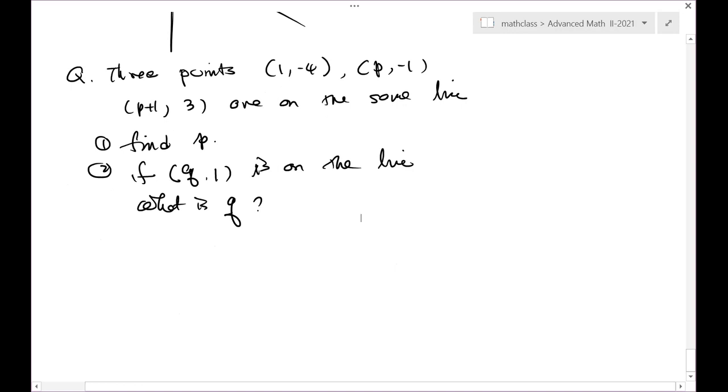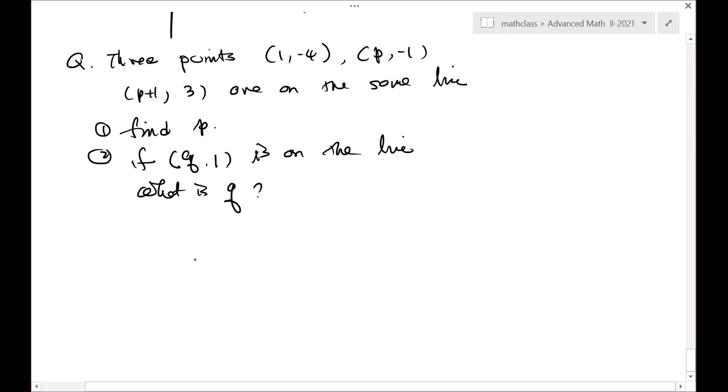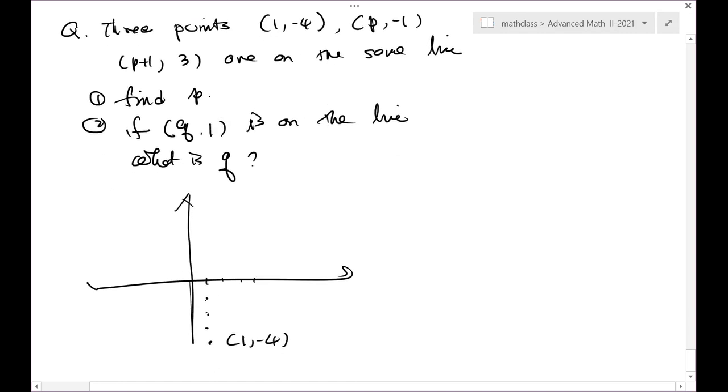So you're given 3 points, but 2 of them are incomplete and indeterminate, right? So (1, -4) is somewhere here. Let me count: 1, 2, 3, 4. (1, -4).